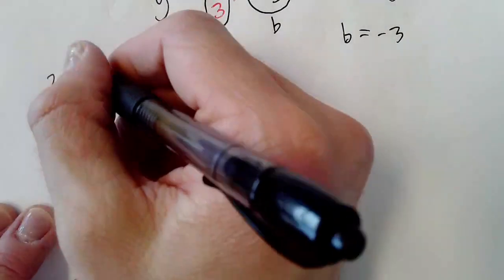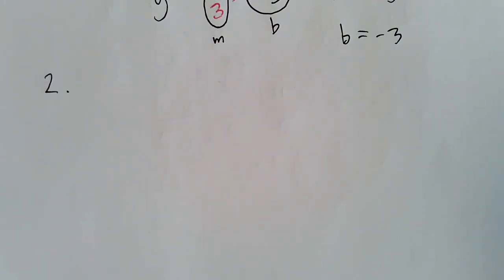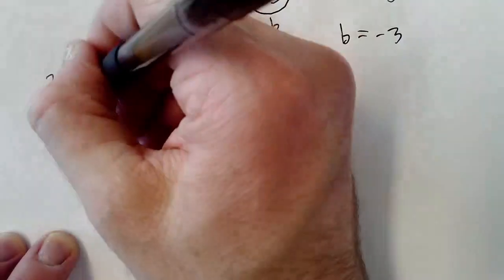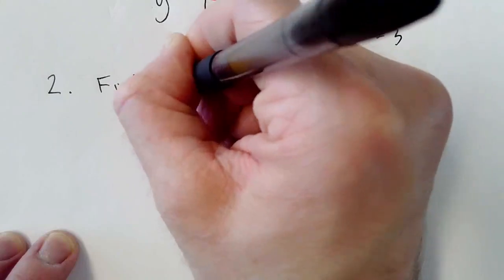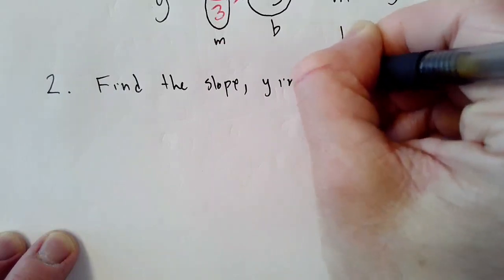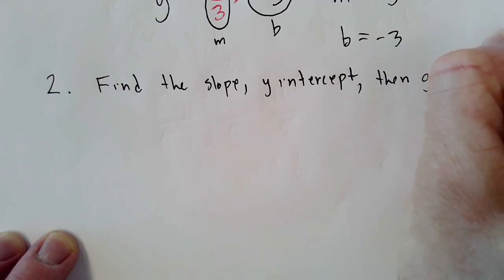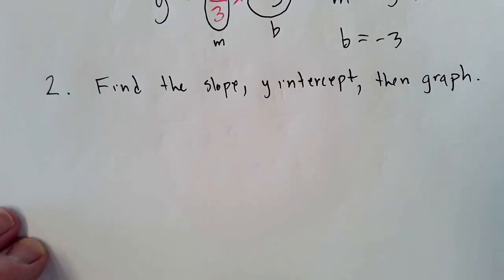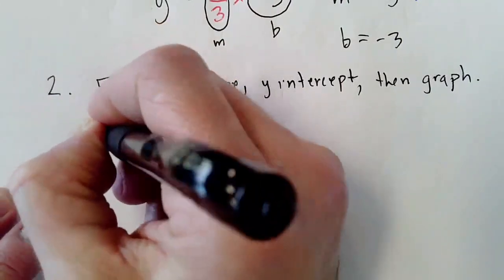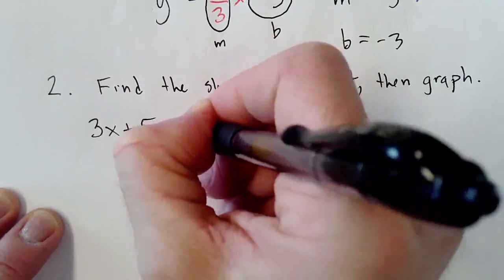Okay, so I'm going to say, just like the worksheet says, find the slope, y-intercept, slope, then graph. Okay, so that's what I'm asking you to do, and I'm going to give you this equation: 3x plus 5y equals 10.